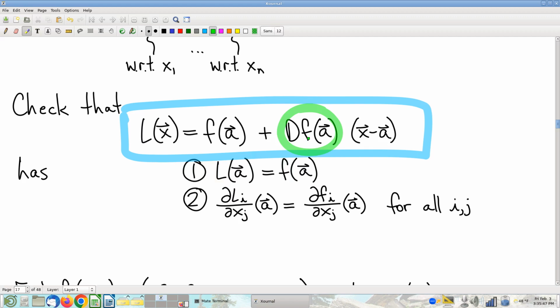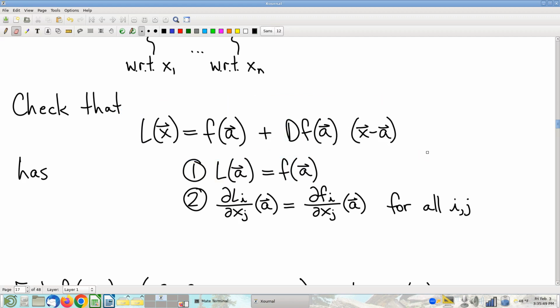Now, when I say that this is the linear approximation, I mean that in the same sense that we did on the previous page. Namely, this is the unique first-order polynomial that agrees with f in value at a, and it also agrees with f in all of the partial derivatives at a.